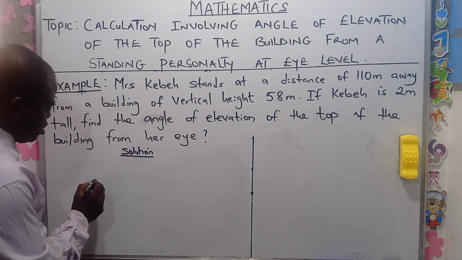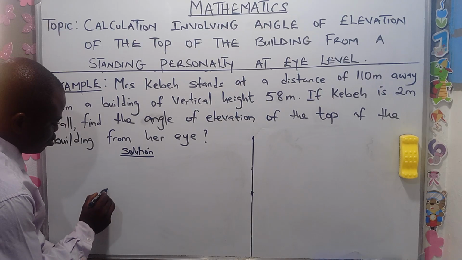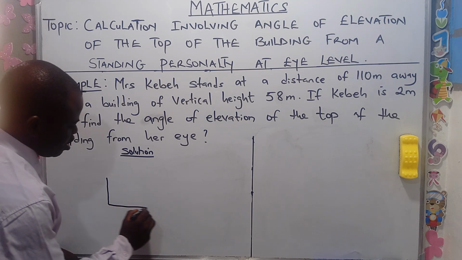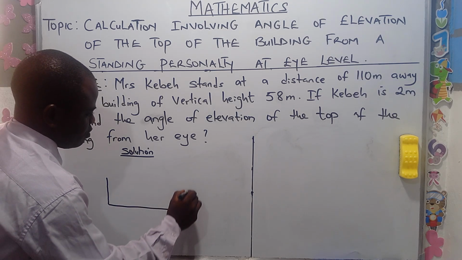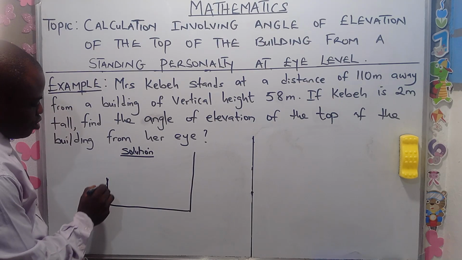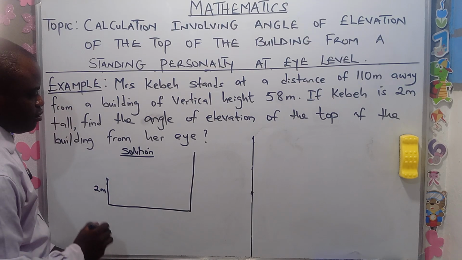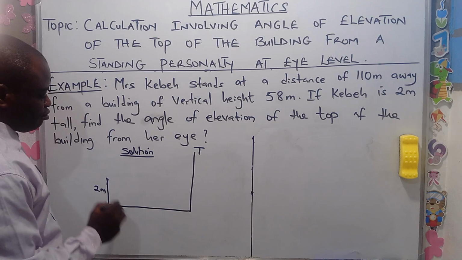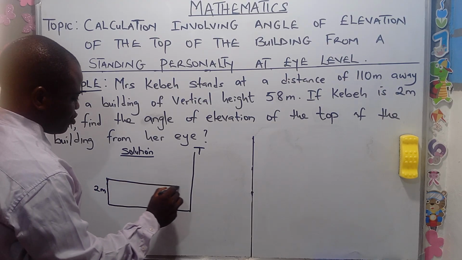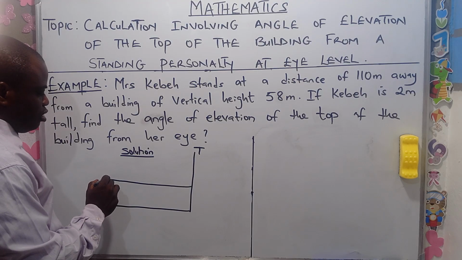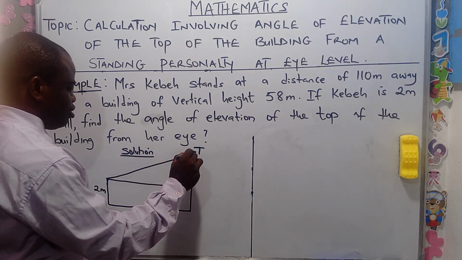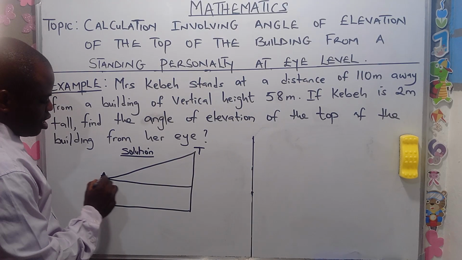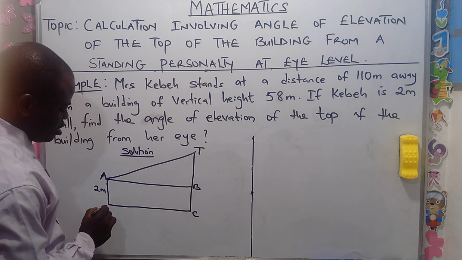Kebeh. Now, when you are drawing it, Mrs. Kebeh's height will be smaller, the building will be taller. You can see it. We are told that Mrs. Kebeh is 2 meters, and this is the top of the building. The normal eyesight level is a straight line, and she looks at the top of the building. Let's label it A, B, C, D.